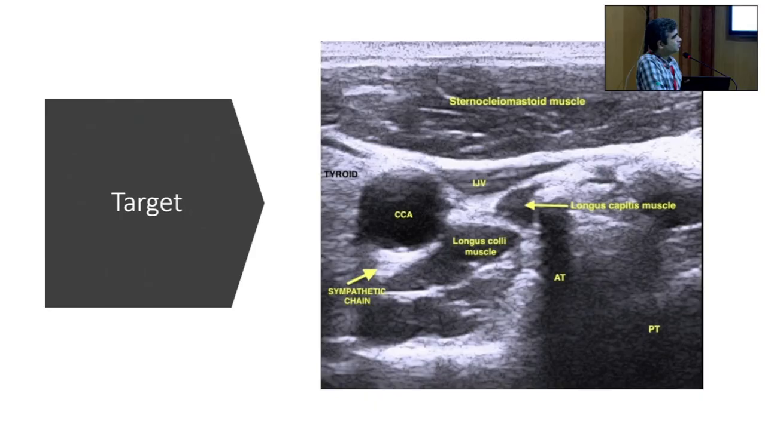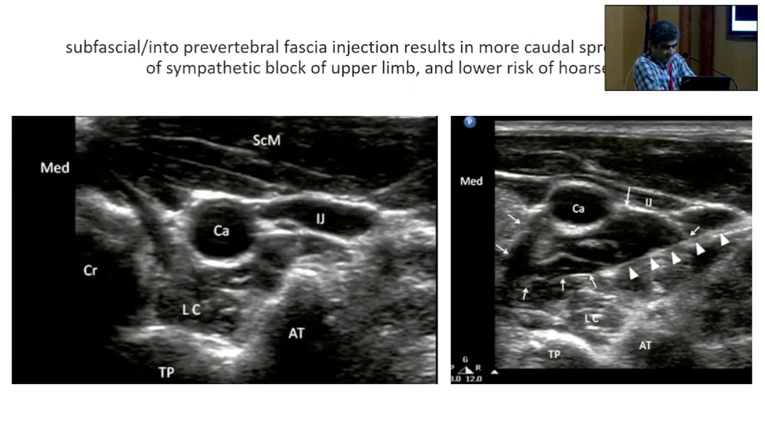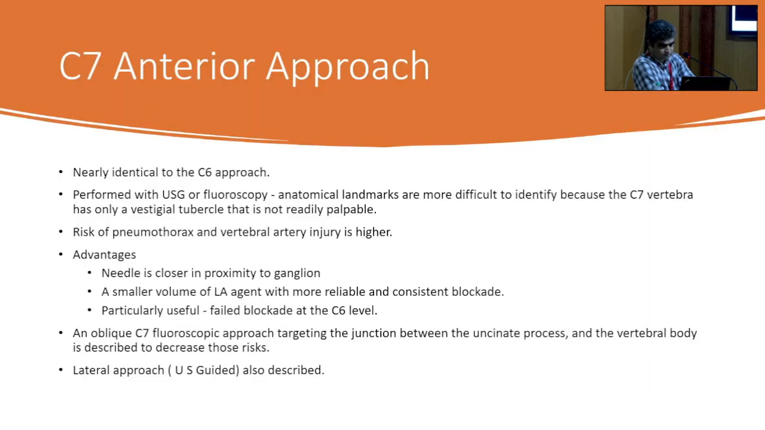So this is the sonoanatomy. This is the sternocleidomastoid muscle. This is the common carotid, the longus capitis, the longus colli muscle. This is the transverse process, and just behind, in front of the longus colli muscle and behind the common carotid artery, there is the sympathetic chain. This is our target. And this is the needle entering, and this is the spread of our local anesthetic. This is the longus colli muscle.